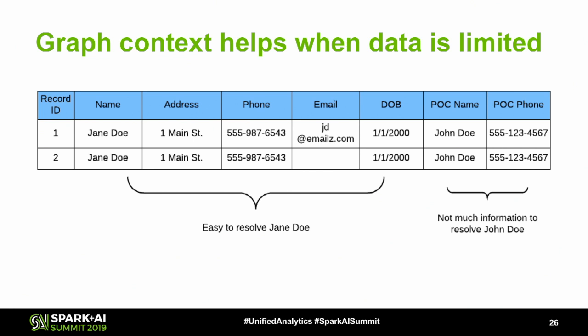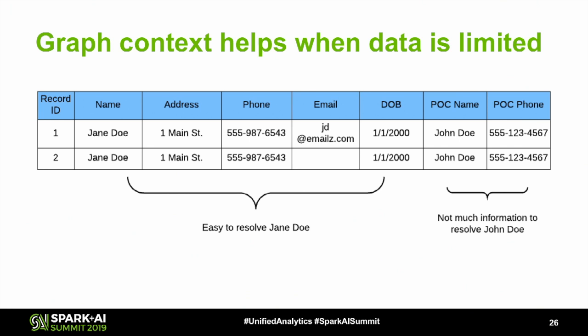The last pattern that I'll talk about is really harnessing the graph context to help do entity resolution when some of the data is limited. And so in this case, imagine we have information about applications, and on those applications, people have information about themselves, and then they also list points of contact. So really, each record is two people.